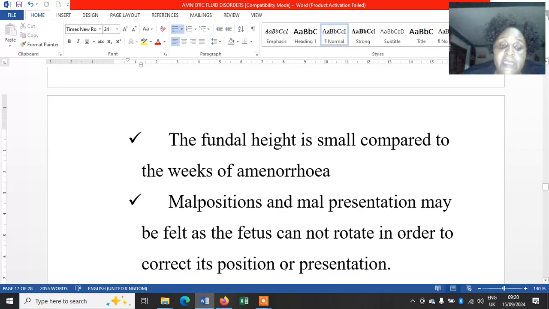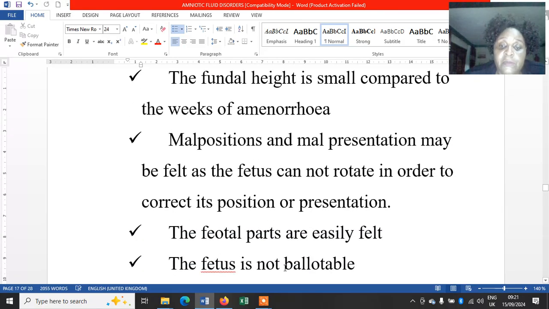Malposition and malpresentation may be felt as the fetus cannot rotate in order to correct its position and presentation. Remember, in utero, with normal liquor, the fetus moves comfortably, and at the end of the day it will find that the head is down. But because there is no liquor, this fetus can fail to take on the right position and presentation.